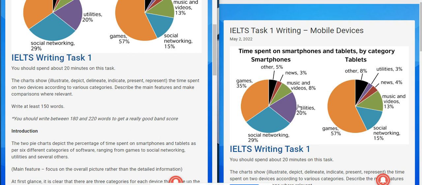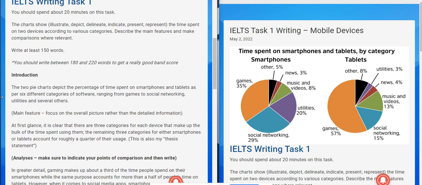All the information has been given here. You can look on the right hand side. We can move further: you have to write 150 words. Make sure it is no less than 150 words. You can also write 180 or 220 words to get a good band in task 1. This is task 1 of your academic exam.